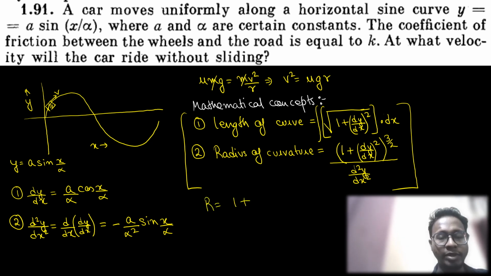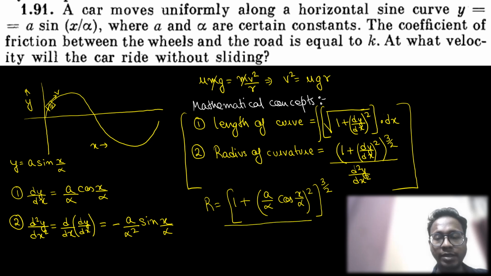1 plus what is dy by dx, a by alpha cos x by alpha, whole square, to the power 3 by 2, divided by what is d square y by dx square. See, you can put a minus out here. The minus out here will signify that radius of curvature.